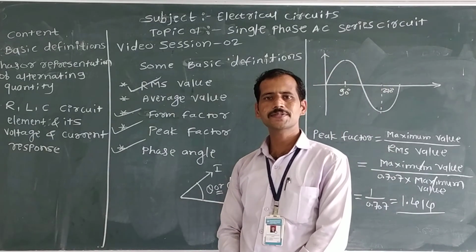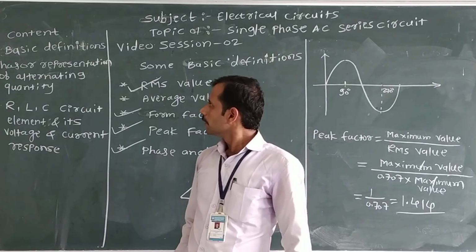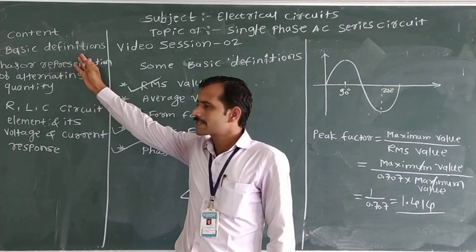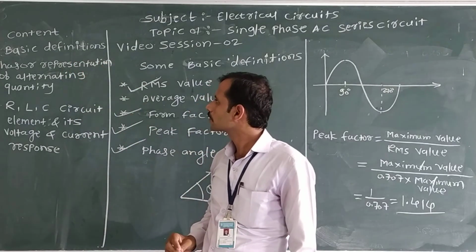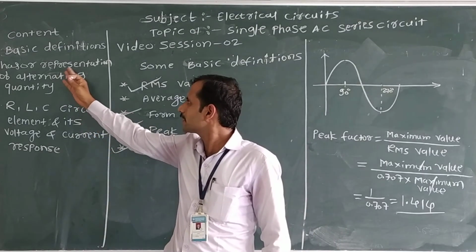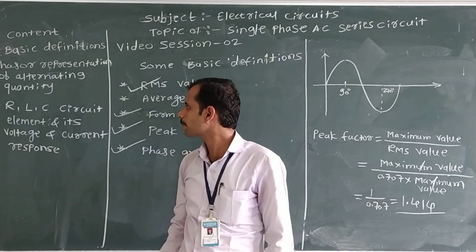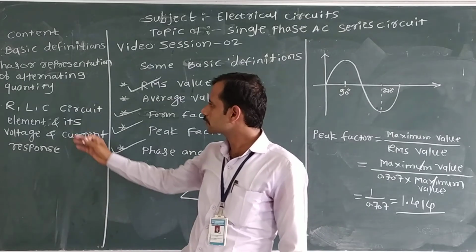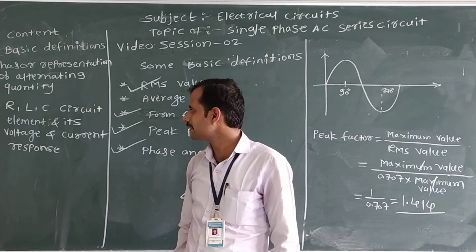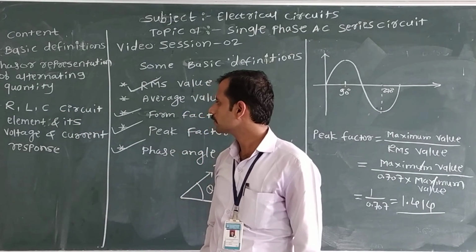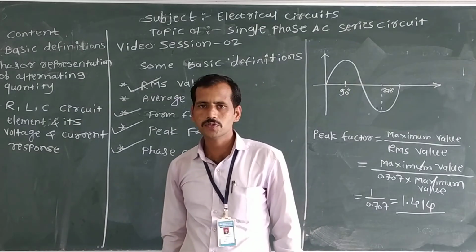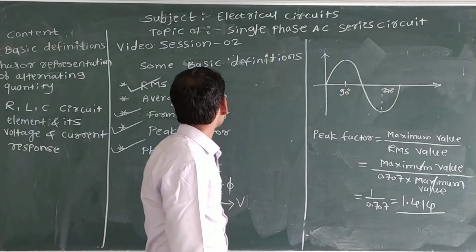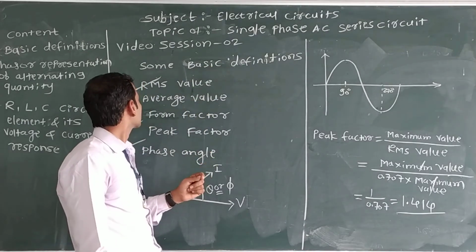First we will see the contents. First, basic definitions. Second, phasor representation of alternating quantity. Third, RLC circuit element and its voltage and current response. First we will see basic definitions.